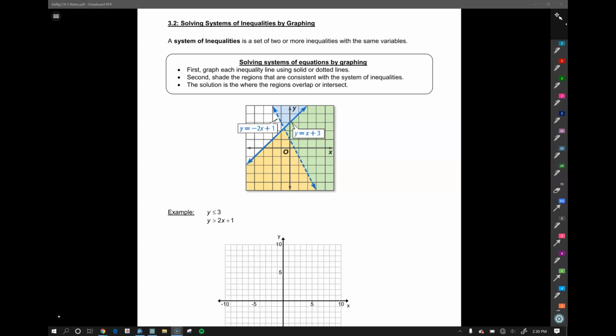3.2, solving systems of inequalities by graphing. So we went through how to graph an inequality last chapter, right? So you have an inequality. If it's an or equal to, the line under it is solid. If it's just a greater than or less than, it's going to be dashed.